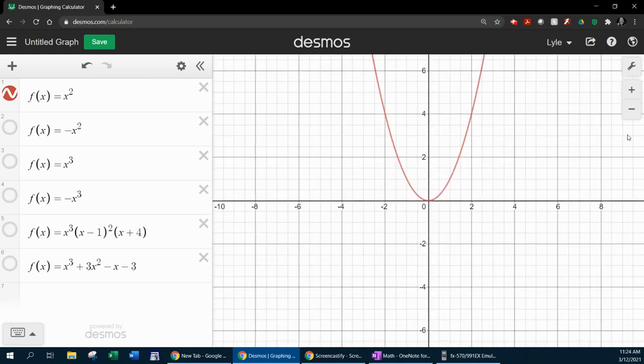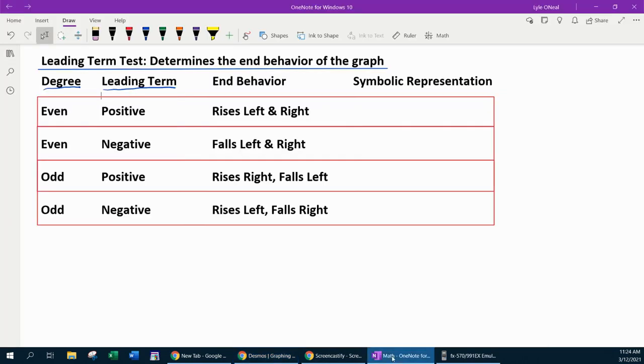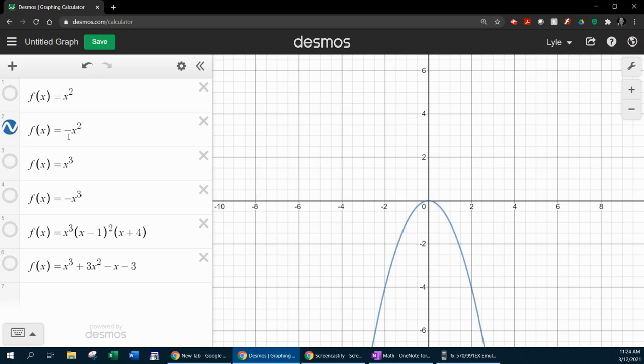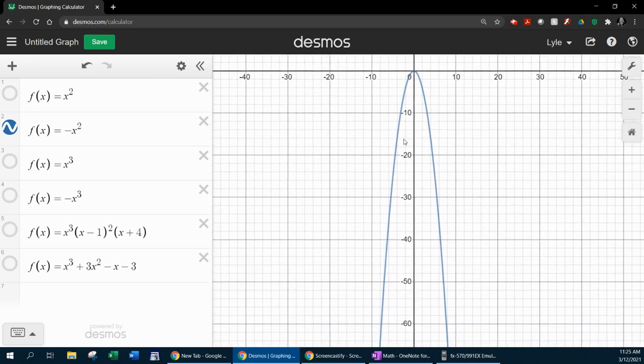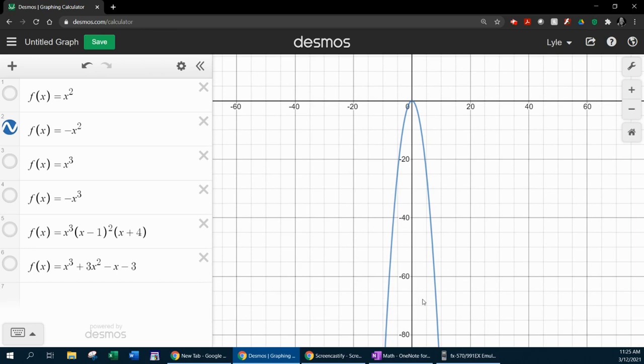Now, if I could reset this, let's go back to our notes. And what about if we have an even degree with a negative lead term? That says it should fall left and right. So here we have negative x squared, again an even degree. This time the leading term is negative, and you can see that this graph falls left and right. No matter how far I zoom out, it's going to go down on the outside of town. Okay, it's going to fall left and right.